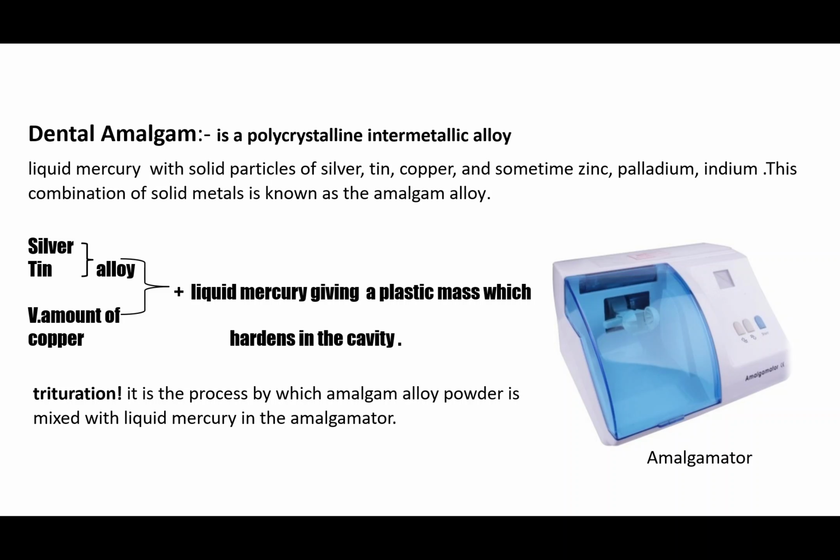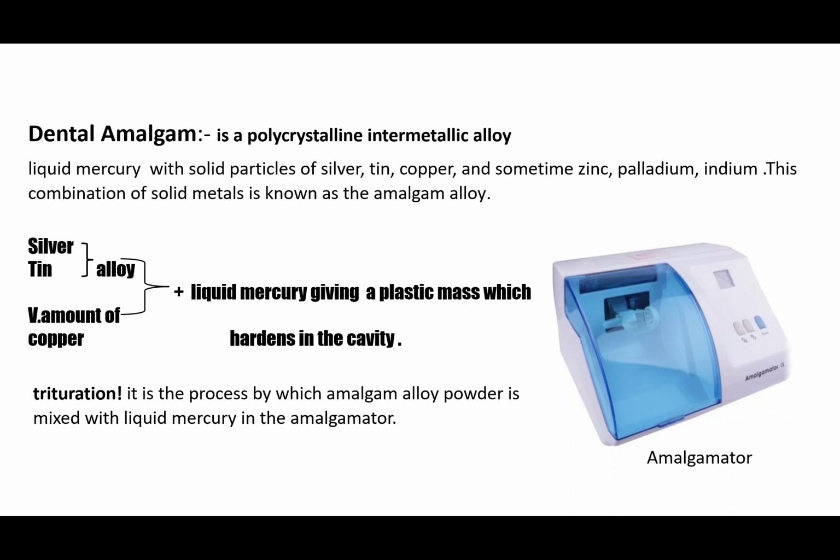What is dental amalgam? It's an amalgam alloy mixed with liquid mercury. What is the amalgam alloy? It's small particles of silver, tin, copper, and sometimes zinc, palladium, indium. This combination of metals is known as amalgam alloy. By another definition, we can define dental amalgam as a silver-tin alloy with various amounts of copper mixed with the liquid mercury, giving a plastic mass which hardens in the cavity.